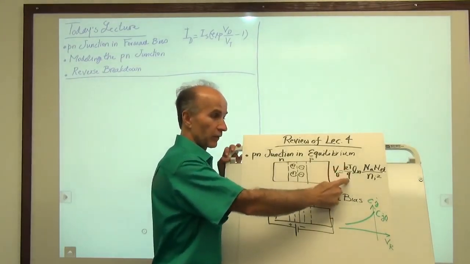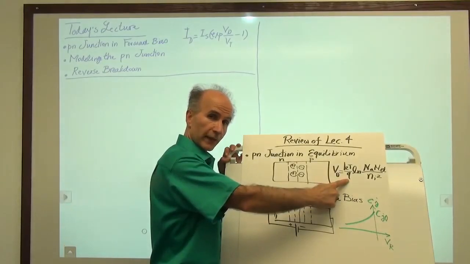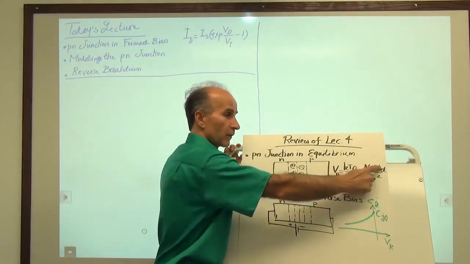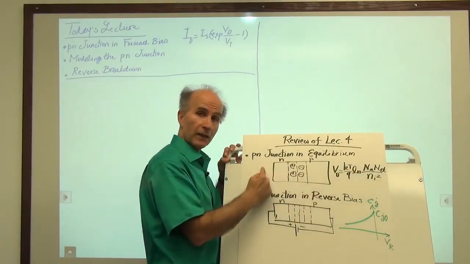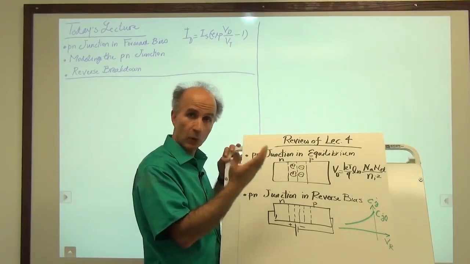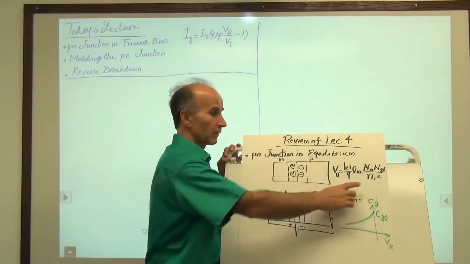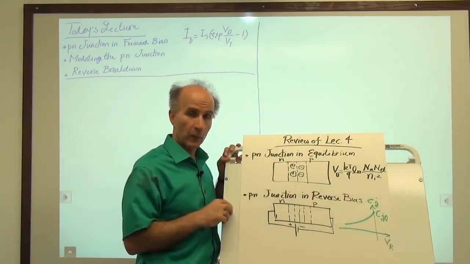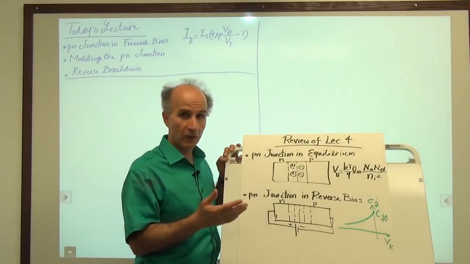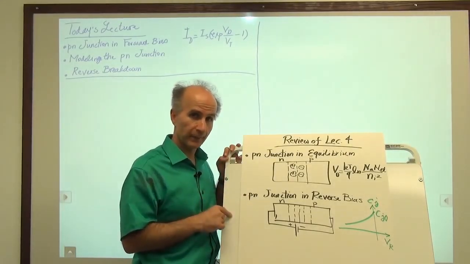This is what we call the built-in potential. And it's given by kT over Q, 26 millivolts at room temperature, times log of the concentrations on the two sides of the dopants, the phosphorus and boron atoms, for example, divided by Ni squared. And we saw that for typical doping levels, V0 is about 700 to 800 millivolts.